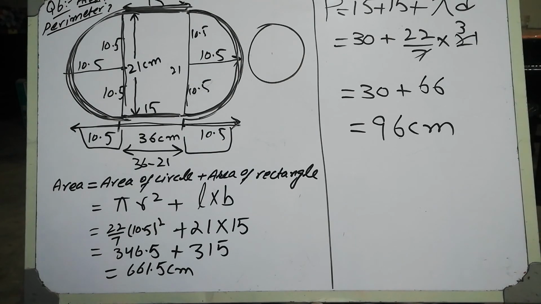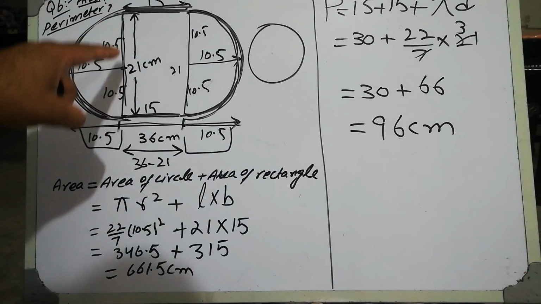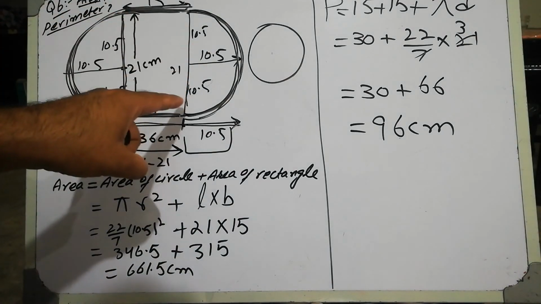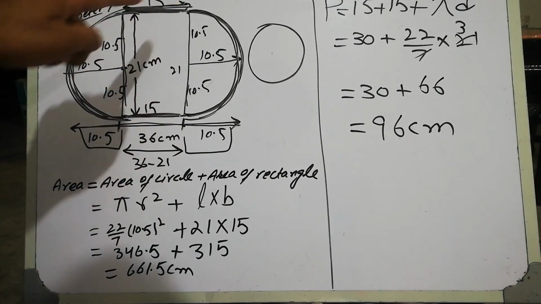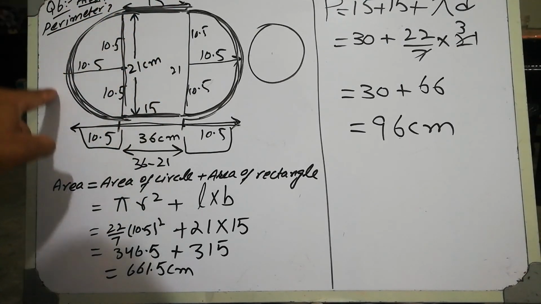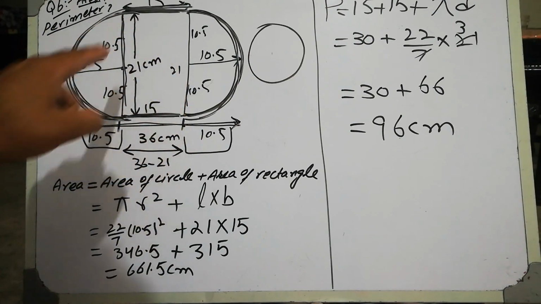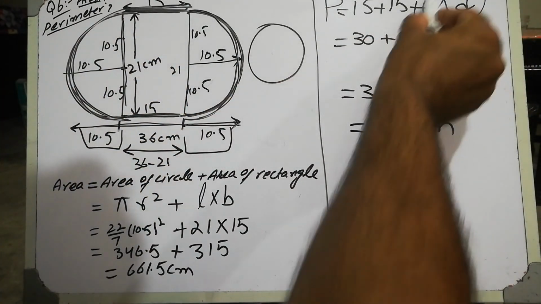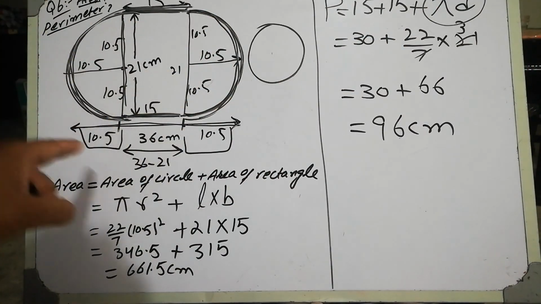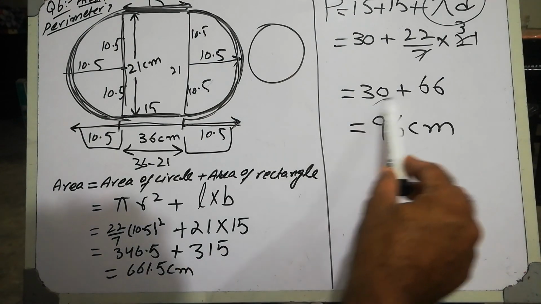In perimeter we only calculate the boundary, not these sides. These sides are not included. So in the boundary we have this 15, and this curved side and this curved side, which make up a complete circle. So 15 plus 15 plus pi d, this whole circumference. In this way we can calculate the perimeter as well.